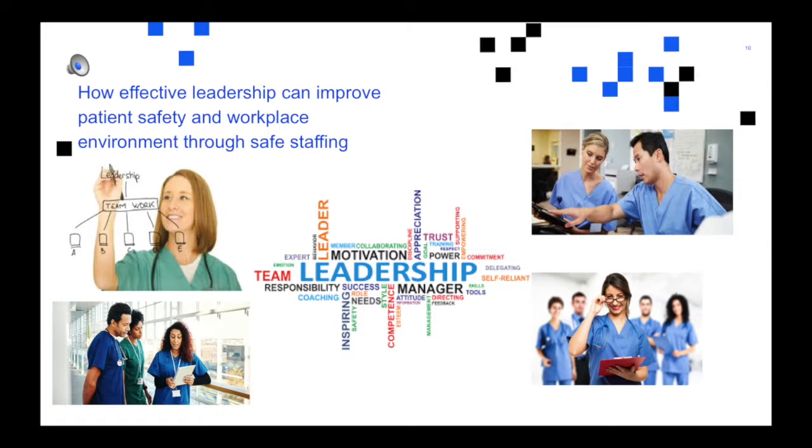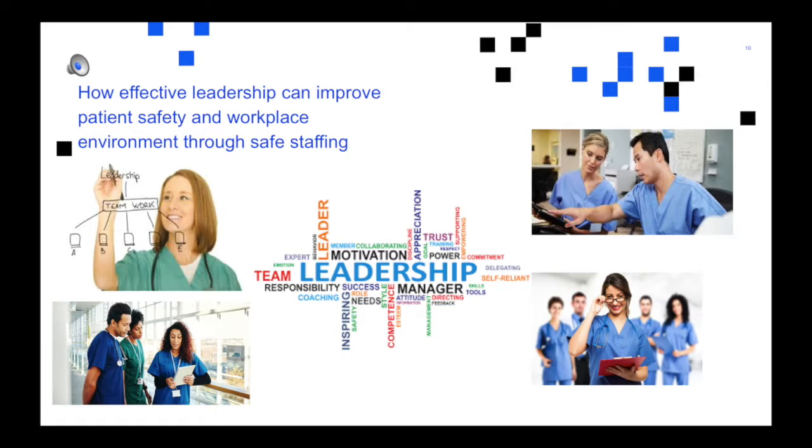Safe evidence-based nurse staffing means that an appropriate number of nurses is always available across the continuum of care, with the appropriate mix of education, skills, and experience to meet patient care needs and to provide a supportive working environment and conditions for staff so they can deliver quality care. Effective leadership plays a vital role in achieving this and maintaining patient safety and a healthy workplace environment. Leadership is about influencing others to attain a common objective.